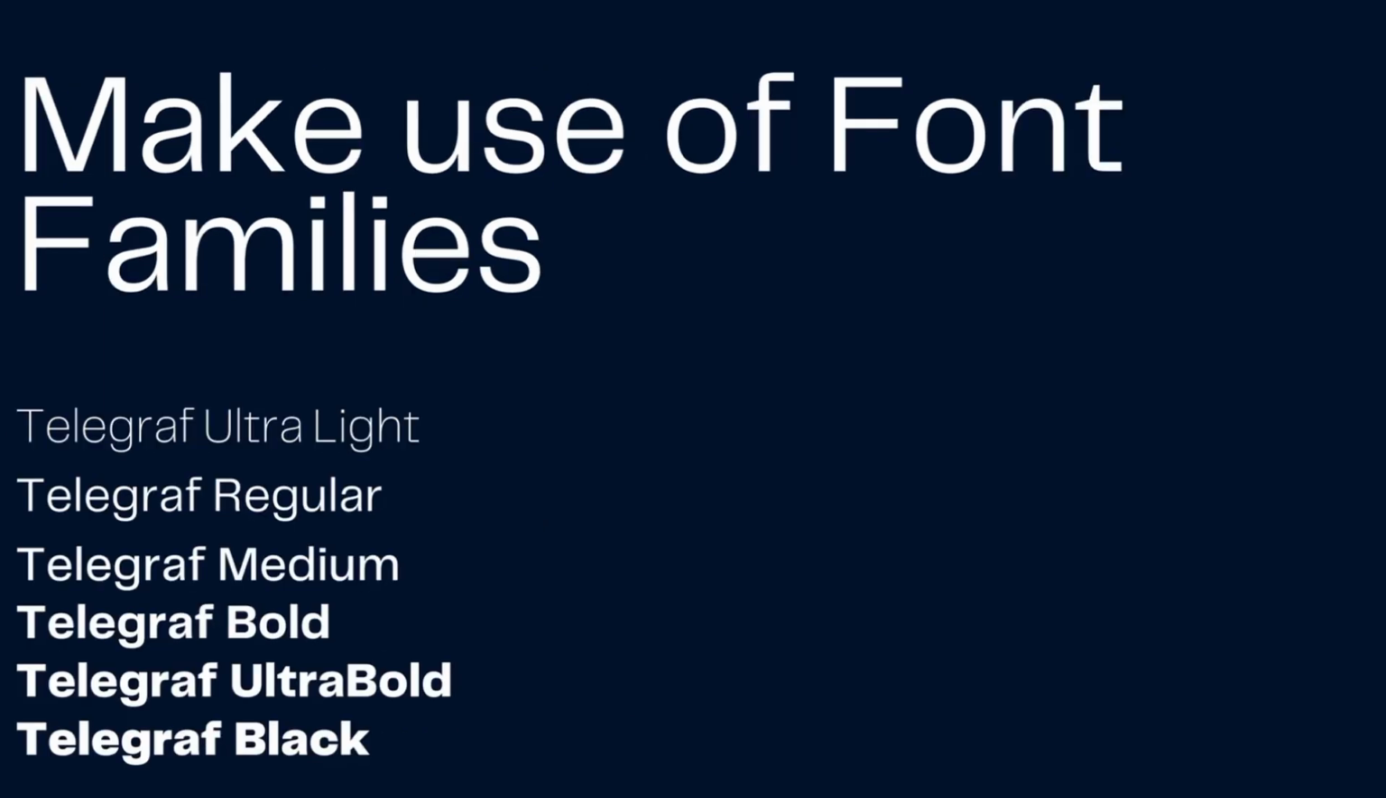Make use of font families. Now, when I said don't use more than two fonts, this is an exception to the rule. A lot of fonts have different variations. So if we look at Telegraph, which is a Canva font, Telegraph has ultralight, regular, medium, bold, ultra bold, and black. So in this itself, you have your heading text, you have your body text. You could use something like a bold, ultra bold, or a black as your heading text. You'd use a medium or regular as your subtext, and you'd use ultralight or regular as your body text.